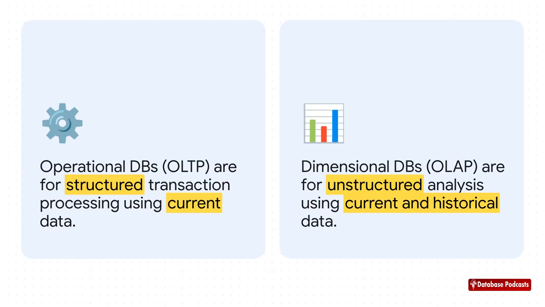And the difference really comes down to design. You've got your operational databases, what we call OLTP. Think of them like a super fast cash register, just logging one transaction after another. But for analysis, for business intelligence, we need dimensional databases, or OLAP. These are designed to pull together tons of historical data in a way that's perfect for flexible reporting.